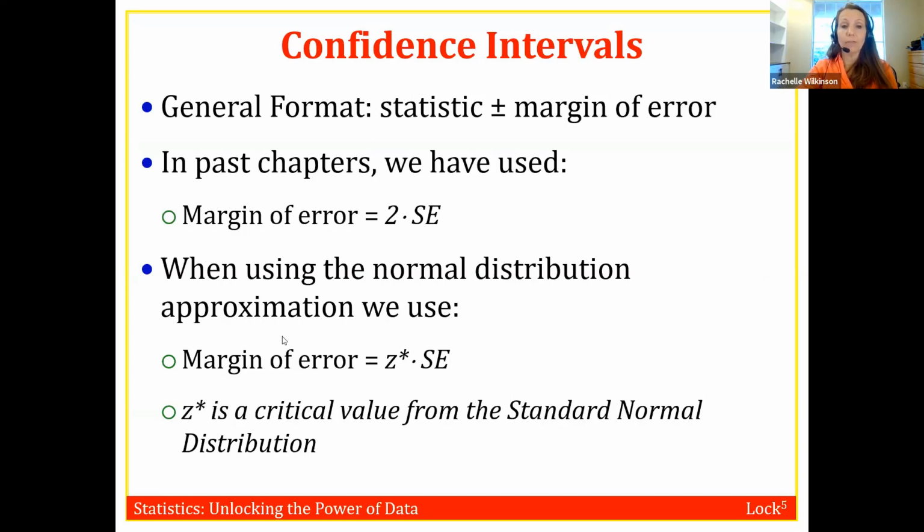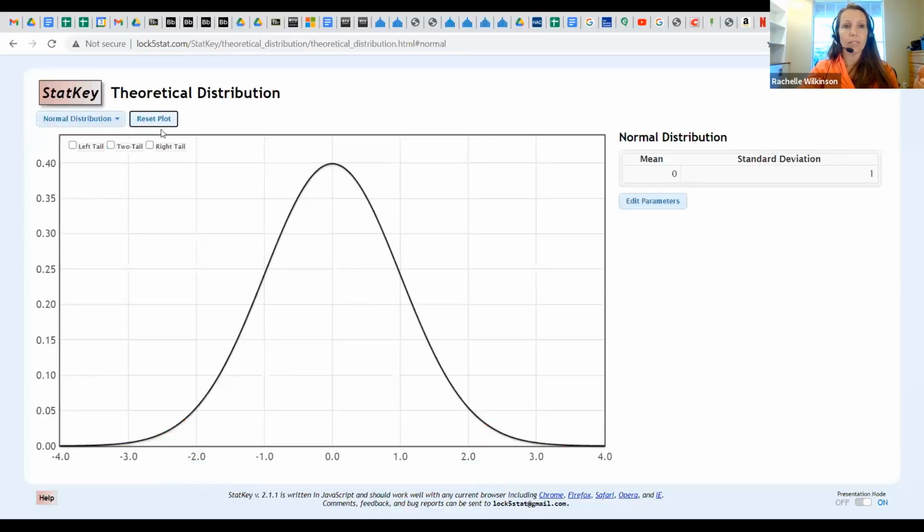So instead, we're going to find the margin of error by taking z star times the standard error. And z star is a critical value from the normal distribution. Basically, we're going to find z star by going to StatKey. So I'll reset my plot. In StatKey, you're going to click on two tail, and then you're going to put whatever you want your confidence level to be in the middle box here. And then the bottom box is going to be your z star value.